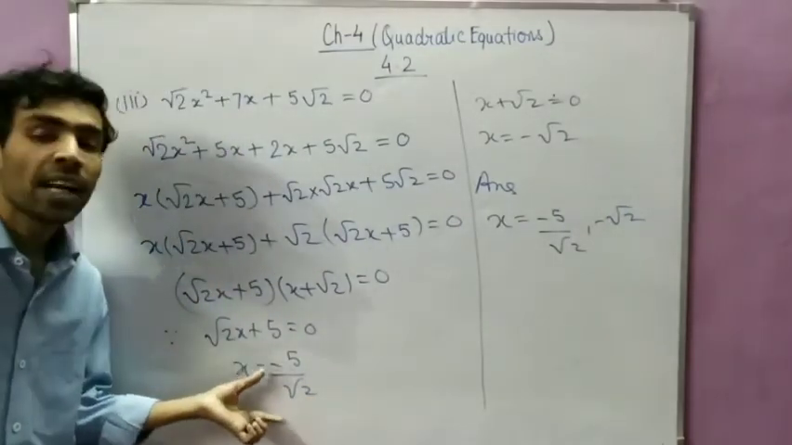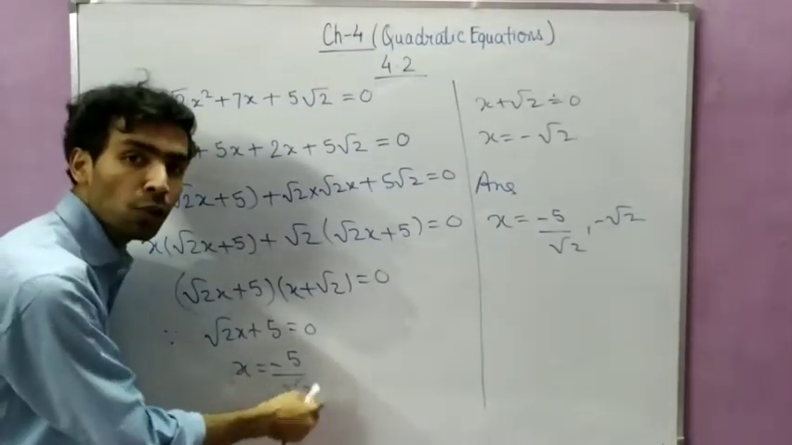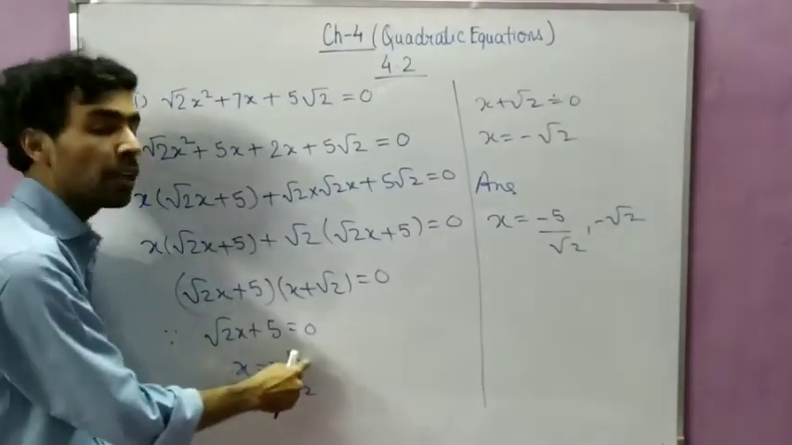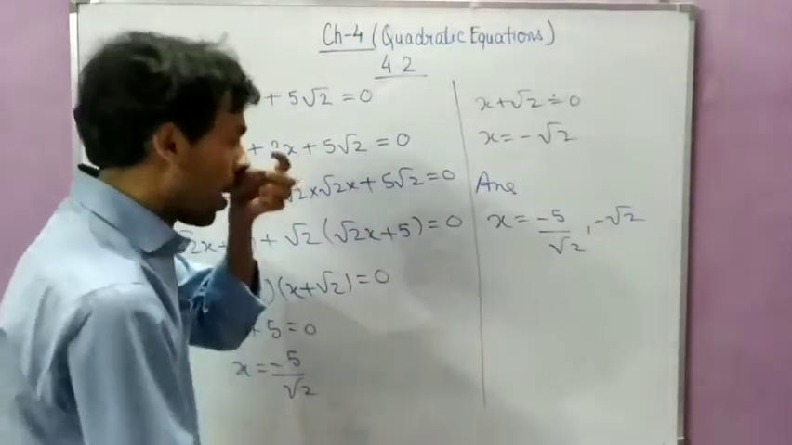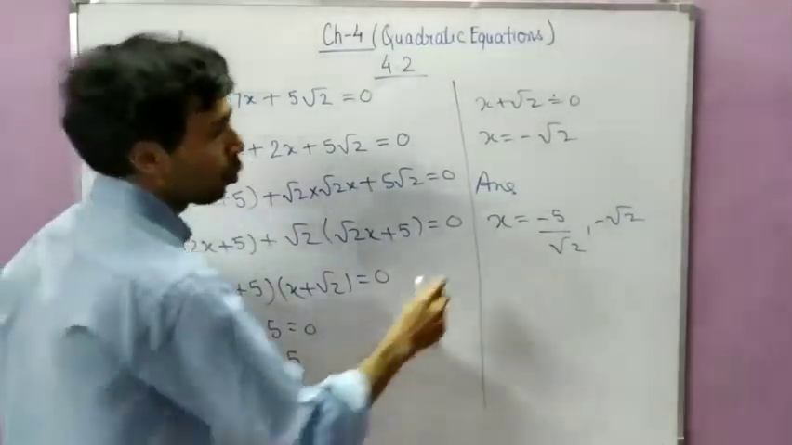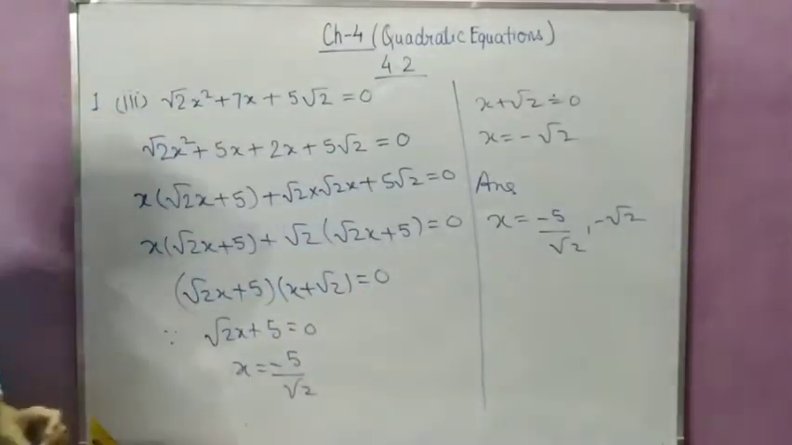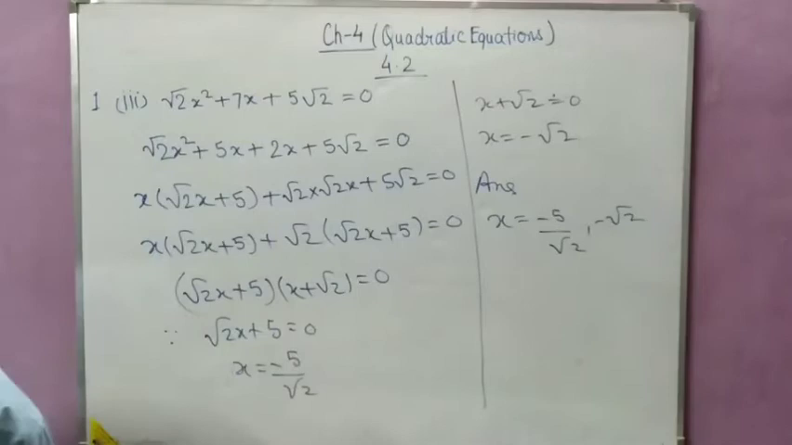When you have to rationalize it, you have studied that in 9th class. So root 2 will be multiplied to both sides. So here it will become minus 5 root 2, and the denominator will be 2 only. So either you can rationalize it or you can leave it. Both are correct. So the roots of the equation will be minus 5 by root 2 and minus root 2. So this is the way you have to solve this type of question.